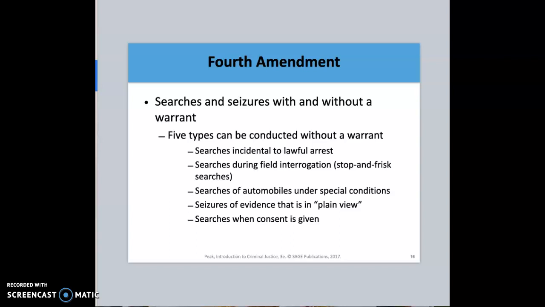Searches during field interrogation, stop and frisk searches. Basically this means that if I stop you and I have reason to believe that you may be armed, then I can go ahead and frisk you. Now, frisking is not the same as a search. Frisking, I'm only touching the outer portions of your person. So I'm running my hands across your pockets, your waist, your arms, just to make sure I don't feel something that I believe is a weapon, such as a gun. Stop and frisk does not give me the authority to go into your pockets, pull things out, or open things up. That's not the purpose behind the stop and frisk.